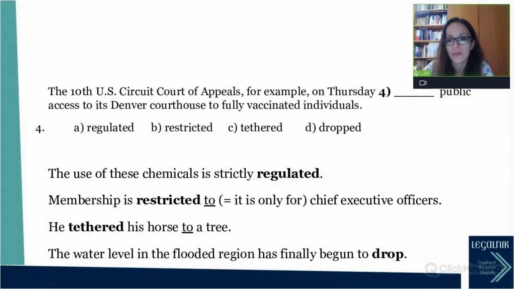Okay, so based on these examples, we can say that the second one is the right one because we've got to: it is restricted to them. So here, the public access is restricted to fully vaccinated individuals. So then we'd mean that it's just for them. Only fully vaccinated individuals can enter the court.